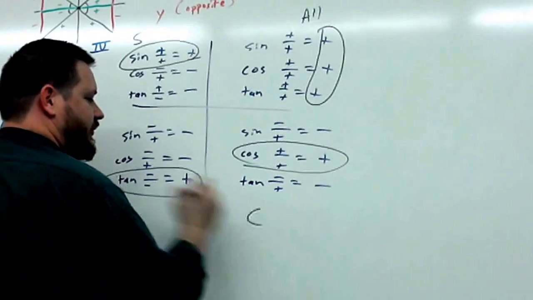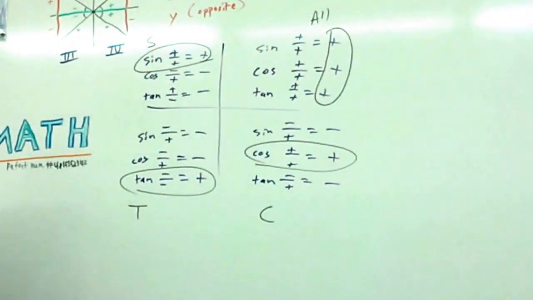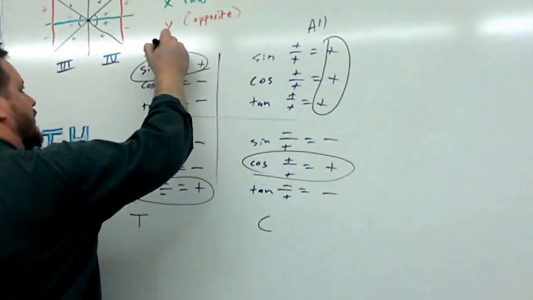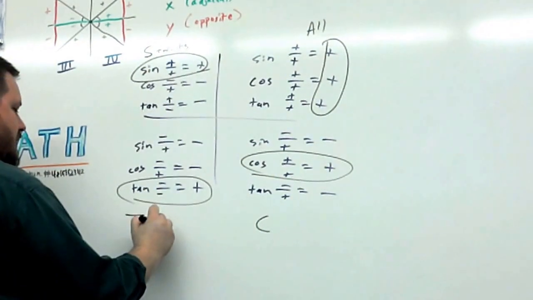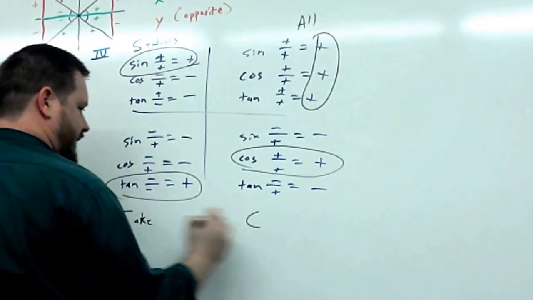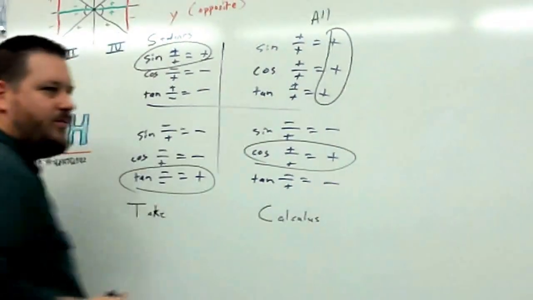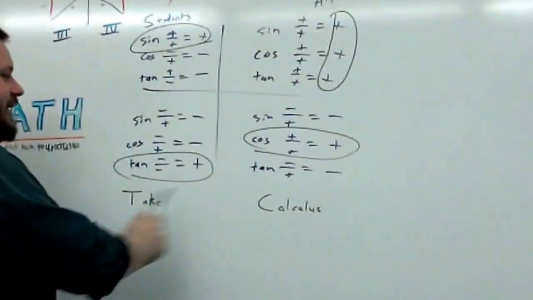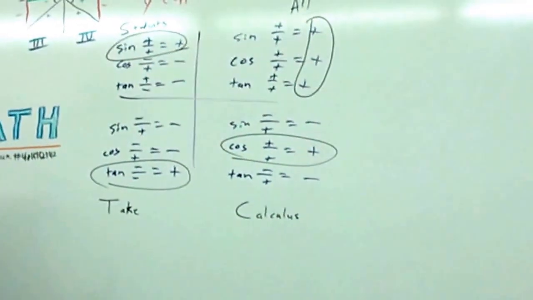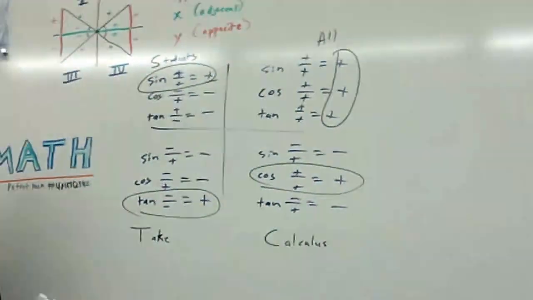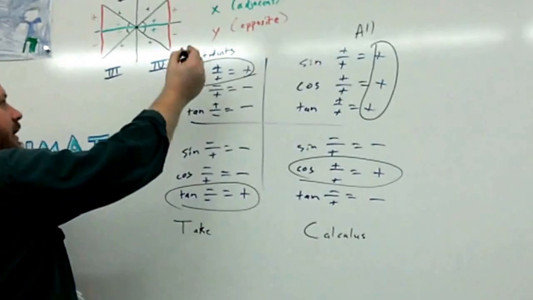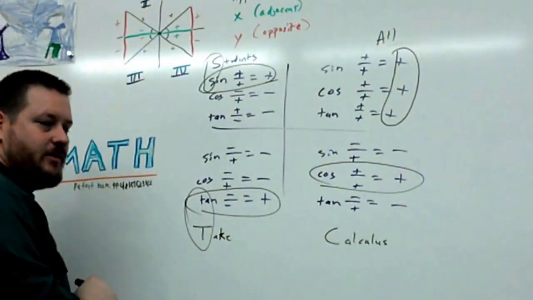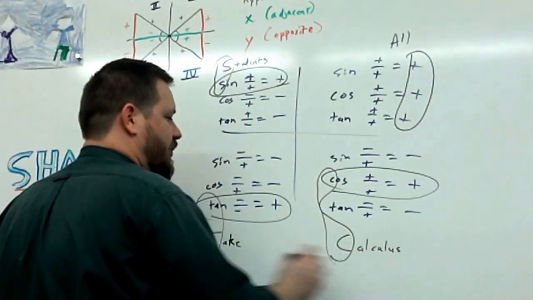And in quadrant 4, it's the one that starts with C. And the mnemonic or memory device that the book has is to think of the phrase, all students take calculus, which obviously is not a true statement, but it works. If you can think of the phrase, all students take calculus, that will help you remember what's positive in which quadrant for sine, cosine, and tangent. They are all positive in quadrant 1. Only the sine is positive in quadrant 2. Only the tangent is positive in quadrant 3. And only the cosine is positive in quadrant 4.